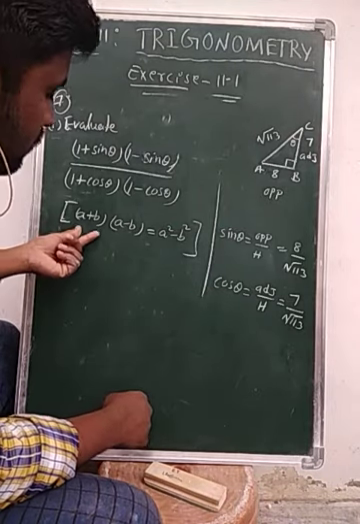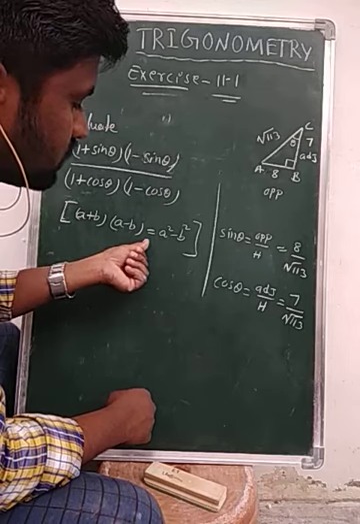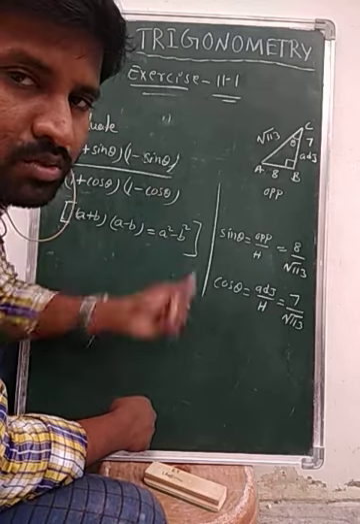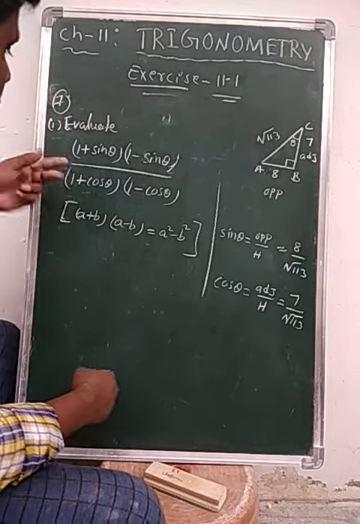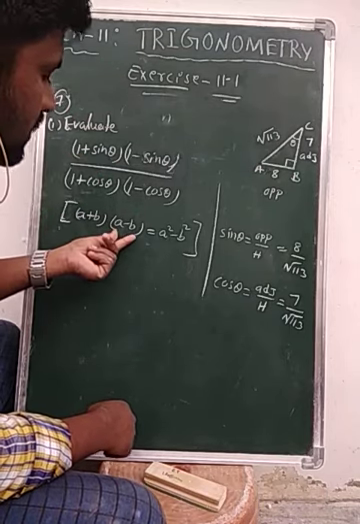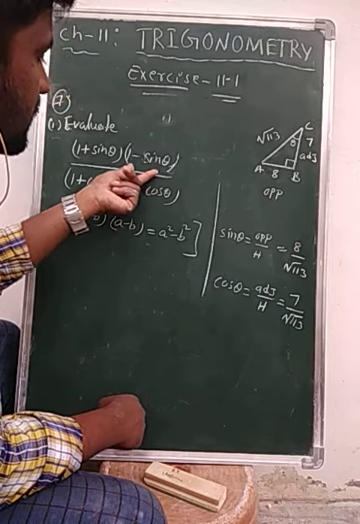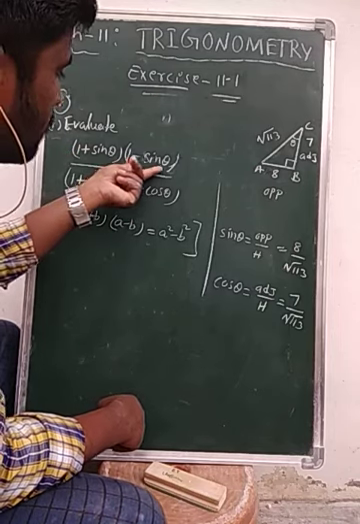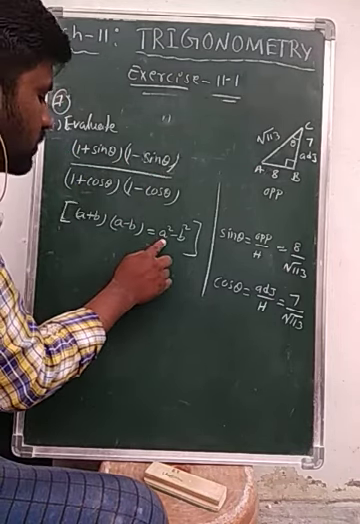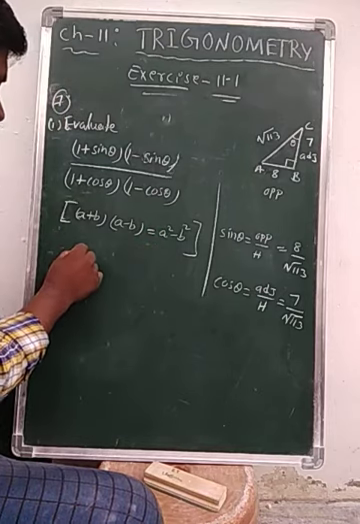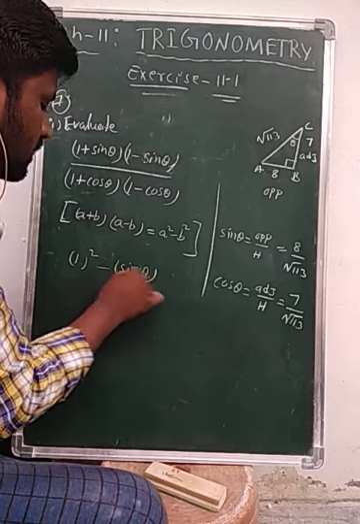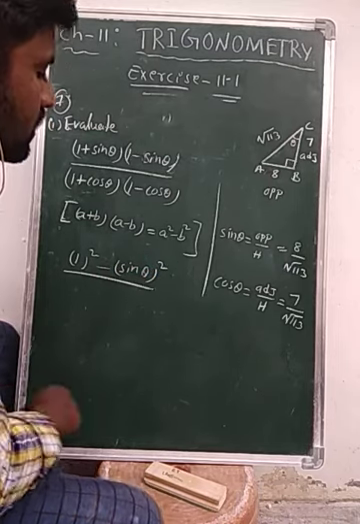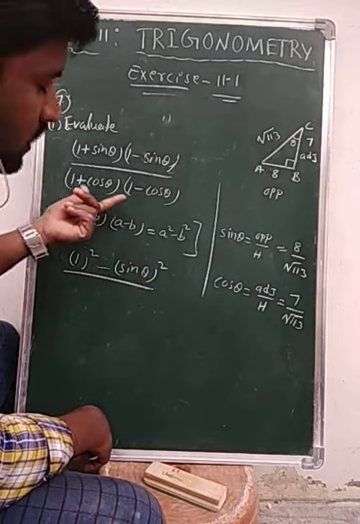A plus B into A minus B is equal to A square minus B square. Now see here, A plus B means that is 1 plus sin theta, and A minus B means that is 1 minus sin theta. So 1 plus sin theta into 1 minus sin theta, we can write it in the form of A square minus B square, that is 1 square minus sin theta whole square.